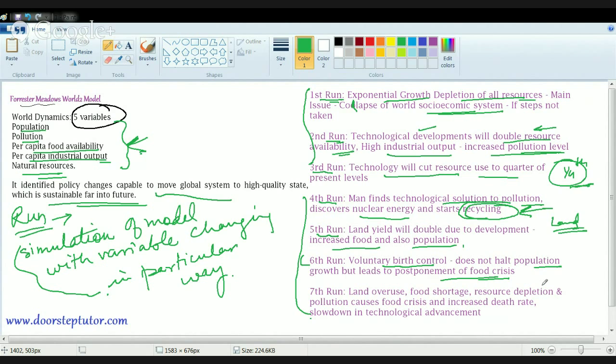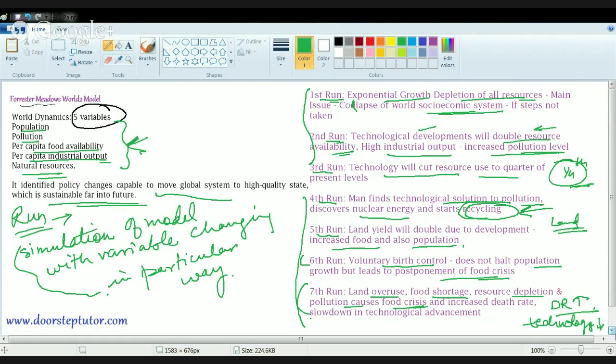And finally, in the seventh run, he said there would be land overuse, high shortage of food, resources would be depleted, and there would be pollution, which would lead to food crisis. Once there is food crisis, what would happen? The death rate would increase, and again there would be a technological slowdown, so a decrease in the level of technology. So these were the 7 runs that Meadows explained in the World 2 model.